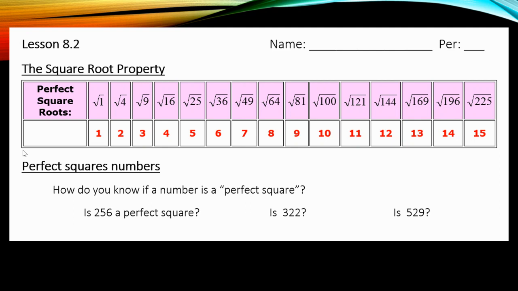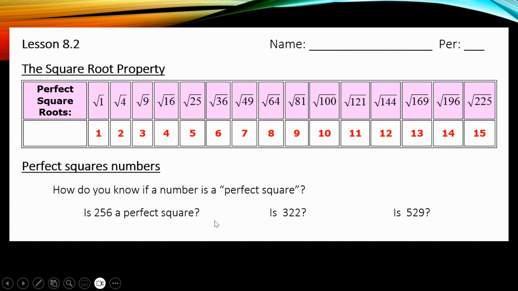If you want to fill those in on your chart, you can, but perfect square just means when you multiply a number times itself. So 3 times 3 is 9. So 9 is a perfect square. We want to know perfect squares. And so it says, is 256 a perfect square? And it would be the next one.